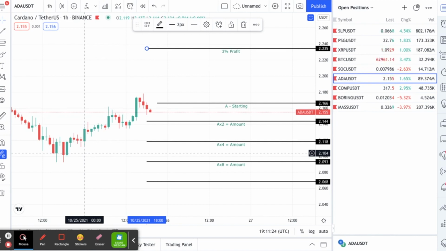The Martingale bot is designed to truly get into a profitable position and buy a dip. It will not split up your buys. However, it does average your cost down.